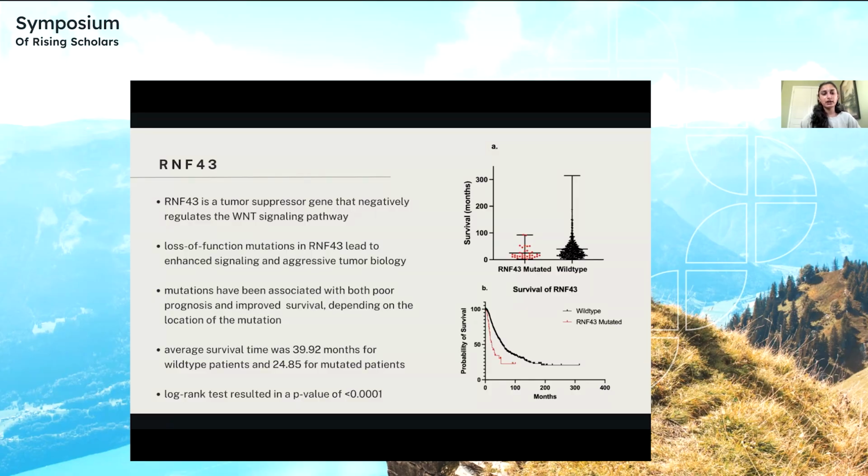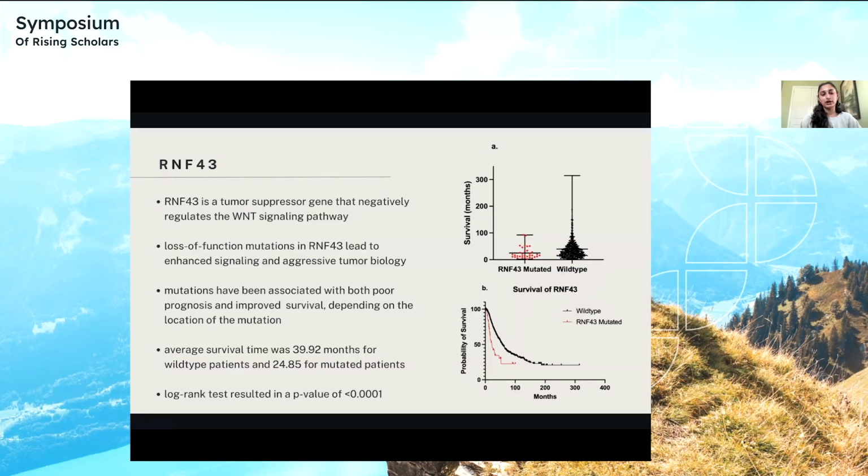treat them. RNF43 mutations are more complicated than the other three that we spoke about because there's been limited research on this gene specifically. So mutations have been associated with both poor prognosis and improved survival, again, depending on the location, similar to APC. Because the location of the function and how many mutation counts there are in a cell do have a severe impact on the cell's function. So that can often determine whether it is a positive or a negative mutation.